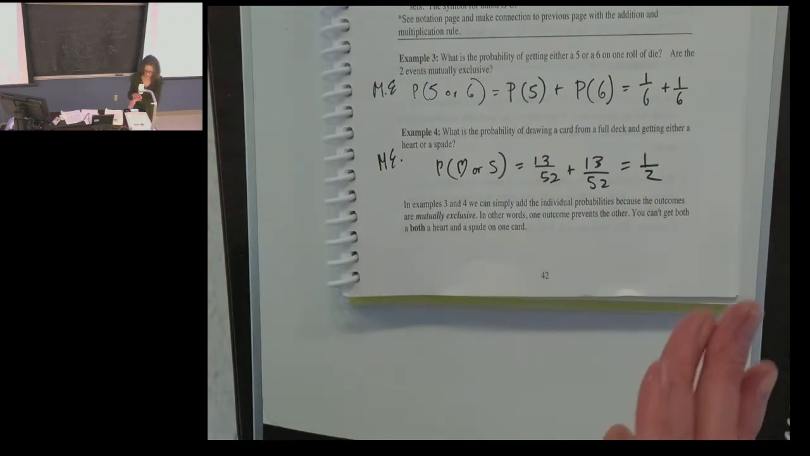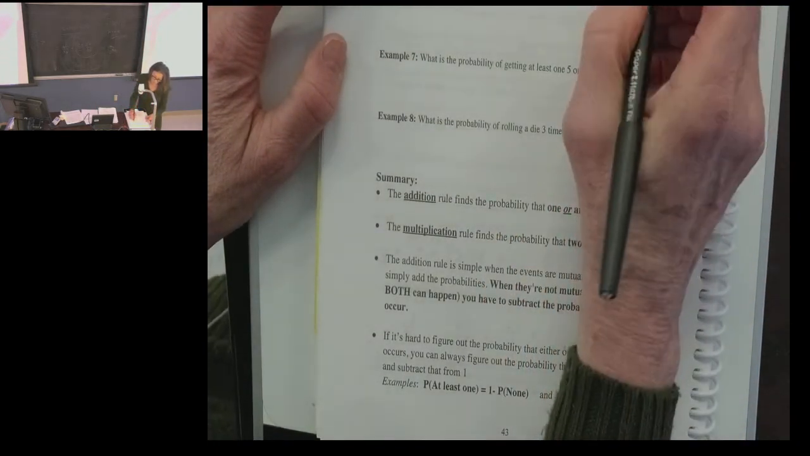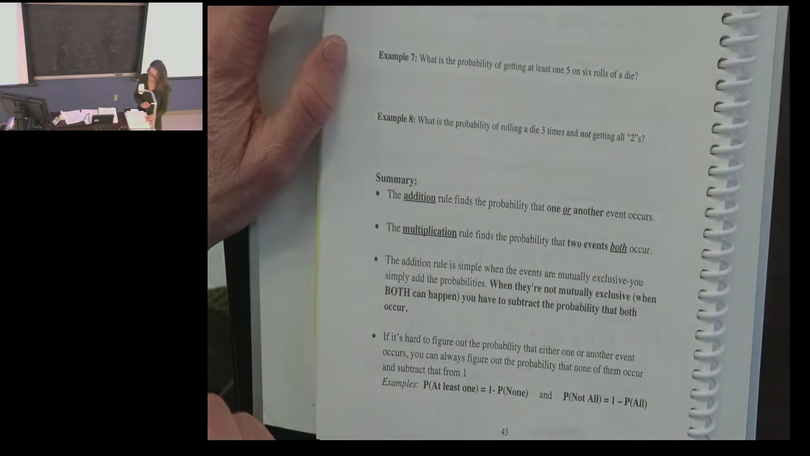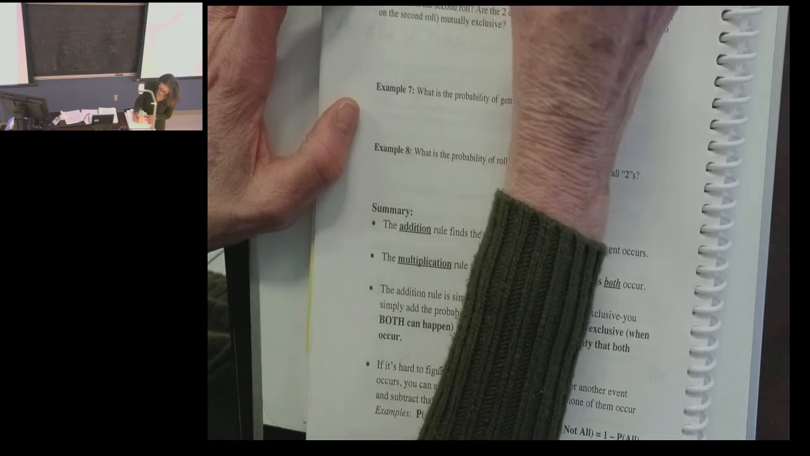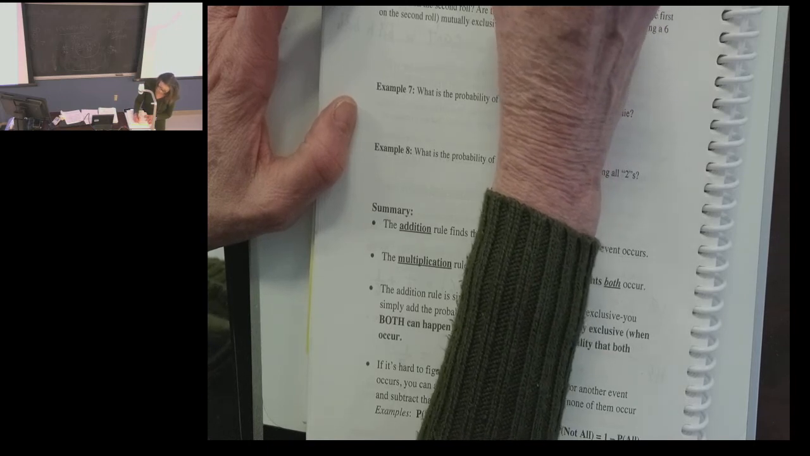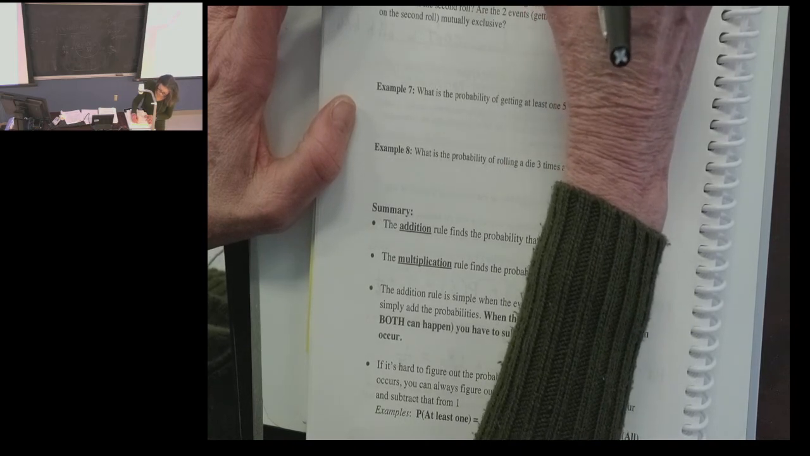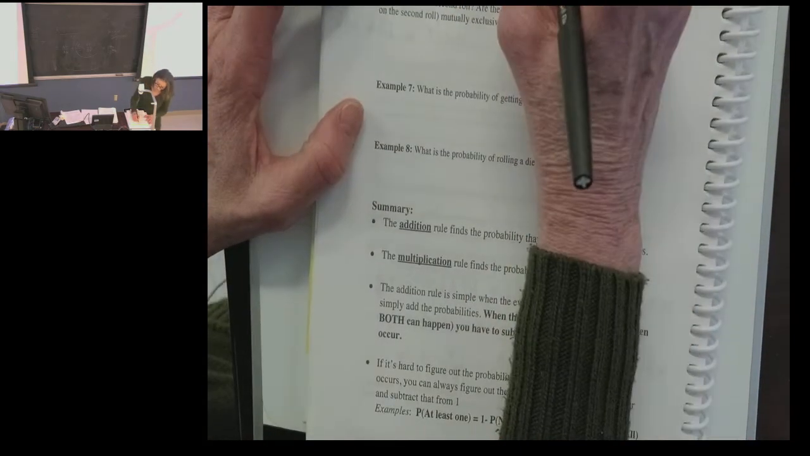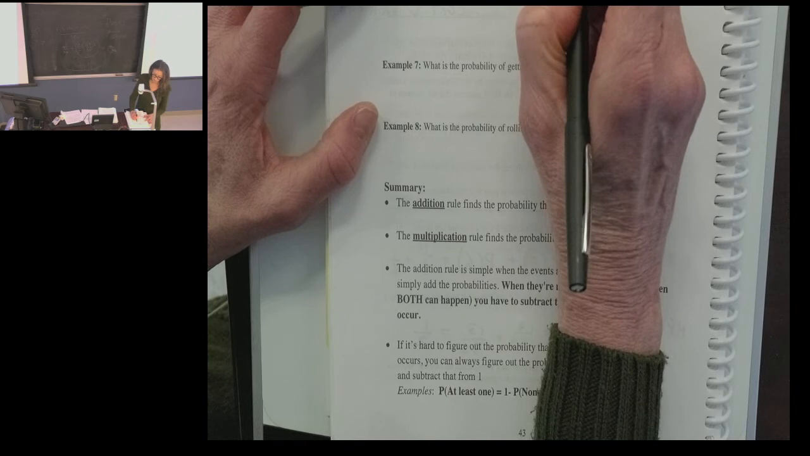But now let's look at a case where both could happen. If both could happen, you don't want to double count. So here's an example: getting either a heart or a queen. So the picture would be what? You have these 13 hearts here, and you have 4 queens, but one of them is both, the queen of hearts. She's both a heart and a queen. This is a queen, 4 queens. So they're not mutually exclusive because you can be both.